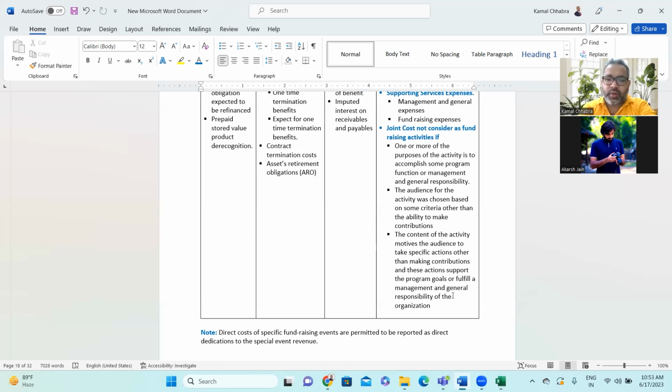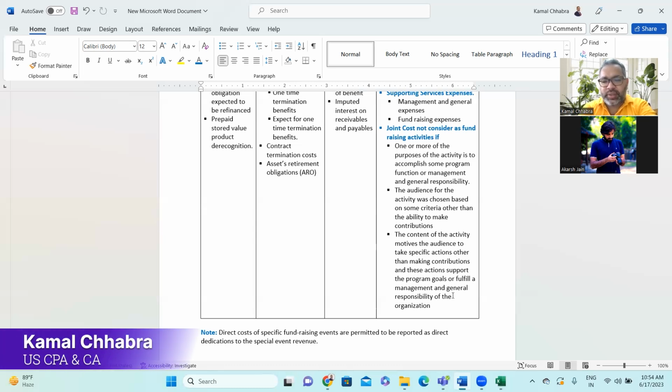In that scenario, the audience for the activity was chosen based on some criteria other than the ability to make a contribution. So here you are inviting the general public, right? You are not inviting specific people to make a contribution. In that scenario, you need to identify the joint cost and segregate that. The last one is the content of the activity motivates the audience to take specific action other than making a contribution, and these actions support the program goal or fulfillment of the management and general responsibility of the organization.